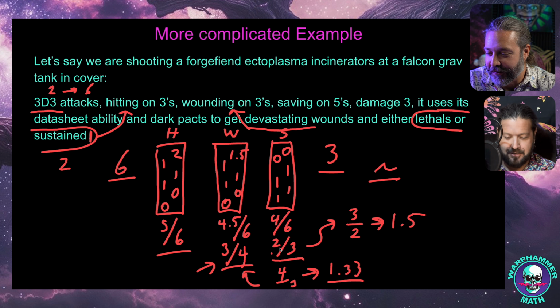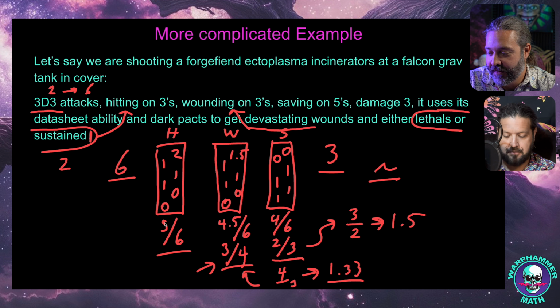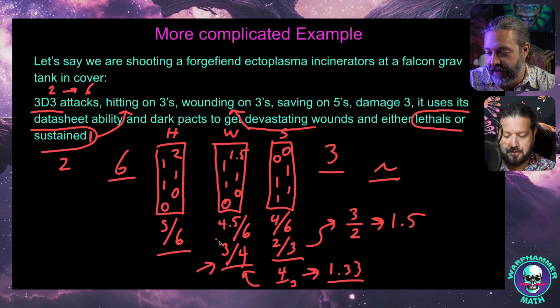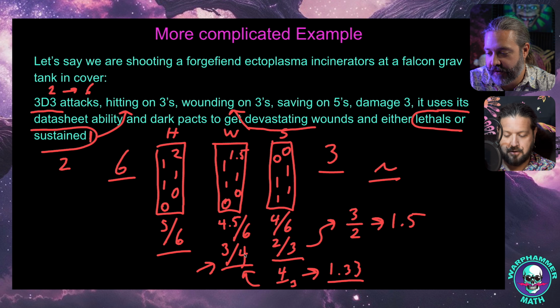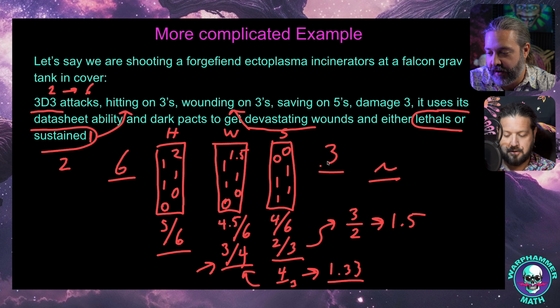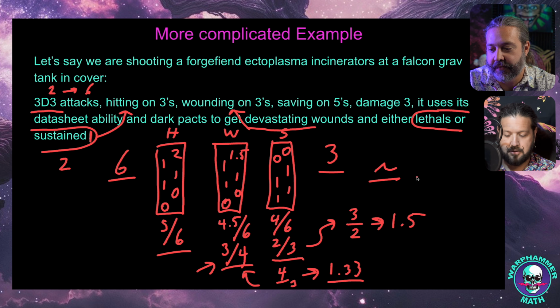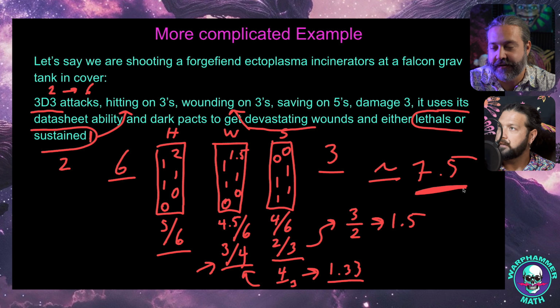All right, so if we're doing these in order, again, you can multiply these however you want, but 6 times 5. Divided by 6. Times 3. Divided by 4. Times 2. Divided by 3. Times 3. There you go. 7.5 damage is what you expect to get.